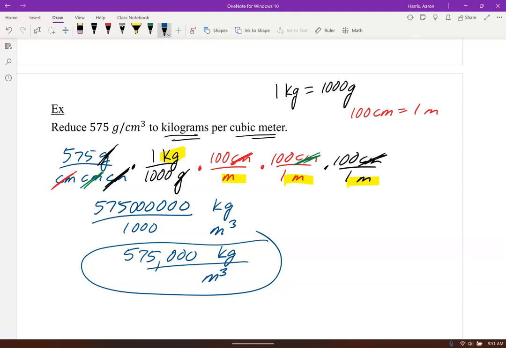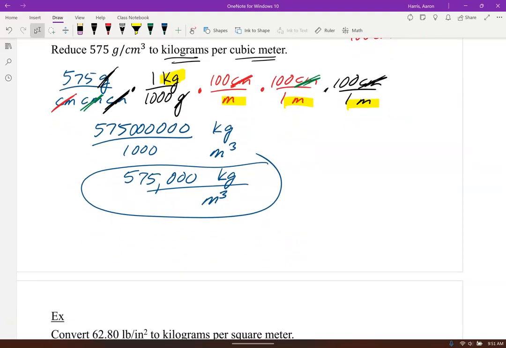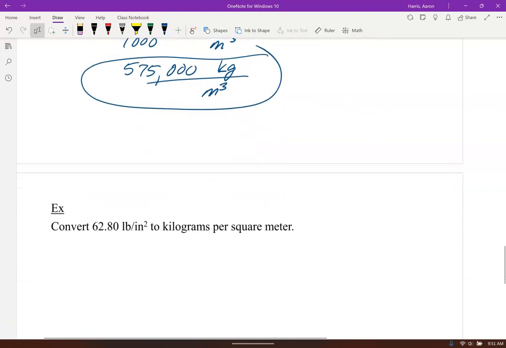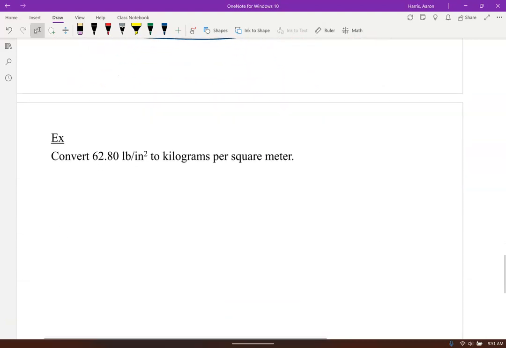Okay. All right, one more here. I think this will be enough to kind of get you guys started. 62.8 pounds per square inch. So I have per square inch, 2 sets of inches, right? They want it in kilograms. So we need to know how many kilograms. So for every kilogram, we're doing a conversion here, it's 2.205 pounds.